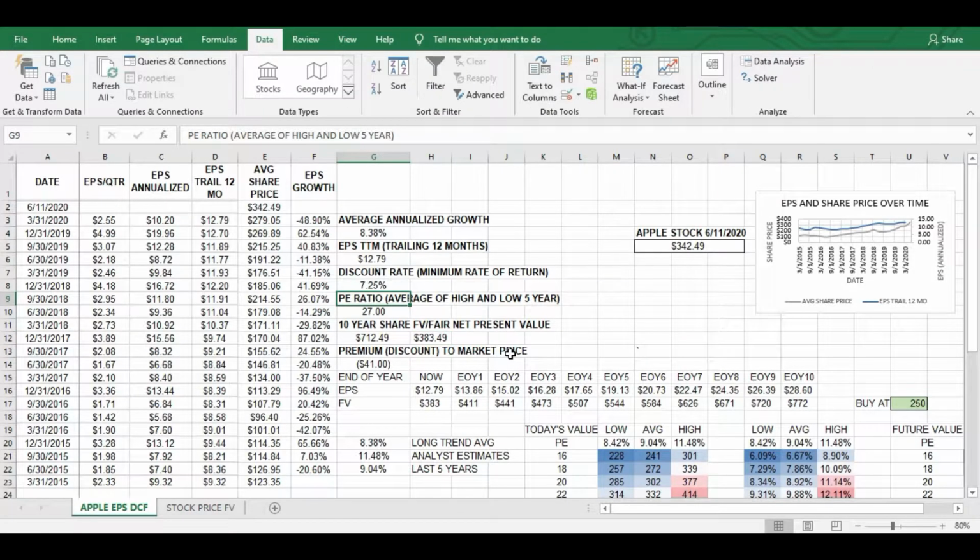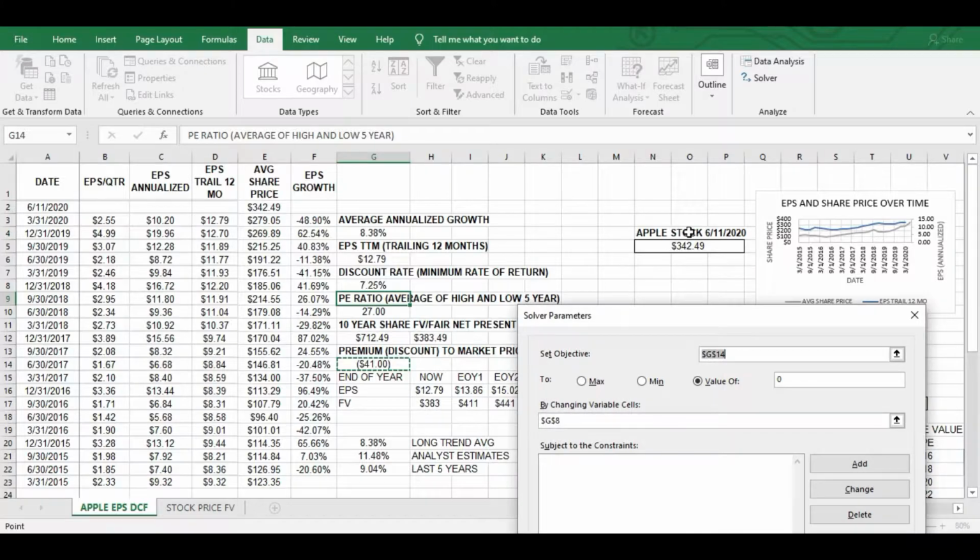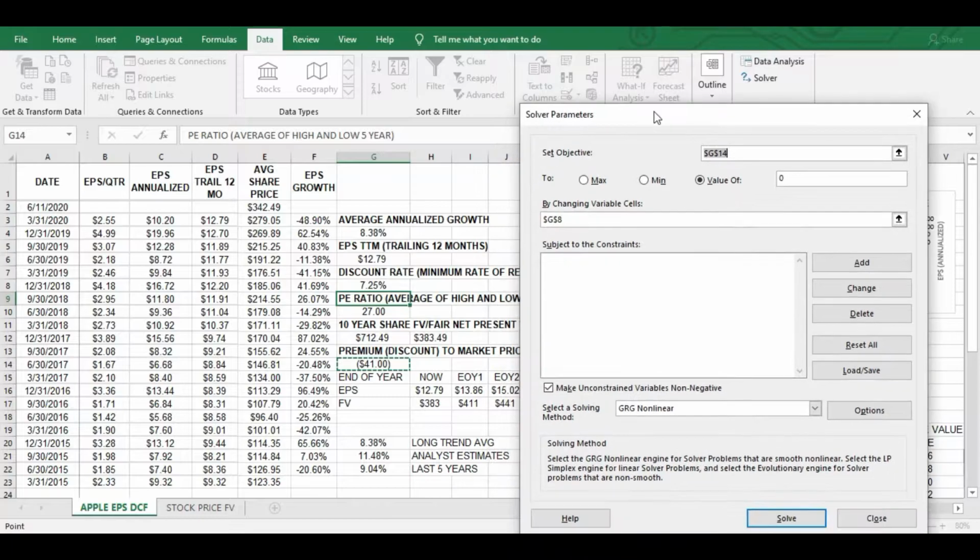One tool I like to use in financial analysis is the solver tool. What it allows you to do is calculate, given certain constraints, an input or an output. So let's walk through this. If you open the solver model, you'll set the objective, G14, the premium discount to market, to a value of 0. What this means is whatever the stock price is right now, I want it to be the net present value of the future cash flows, i.e. the difference would be 0. By changing variables in G8, which in this case is the discount rate, my minimum rate of return.